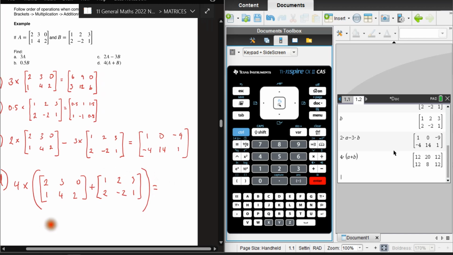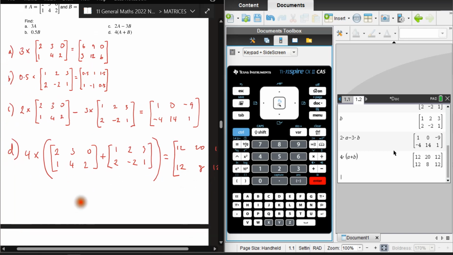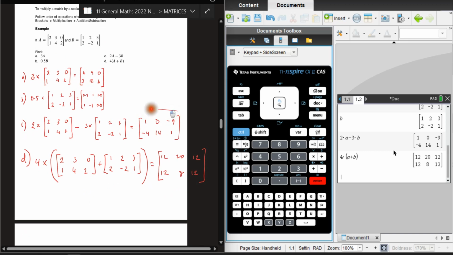So we put that in a calculator and it gave us that matrix. 12, 20, 12, 12, 8, 12. Okay, there's our answer. If it's a 2-mark question on the test, you have to do what you did for C, so you have to show me this. And if it's a 1-mark question, you can literally just write this as an answer. That'll be fine. Okay? That's all we look for when you do these.